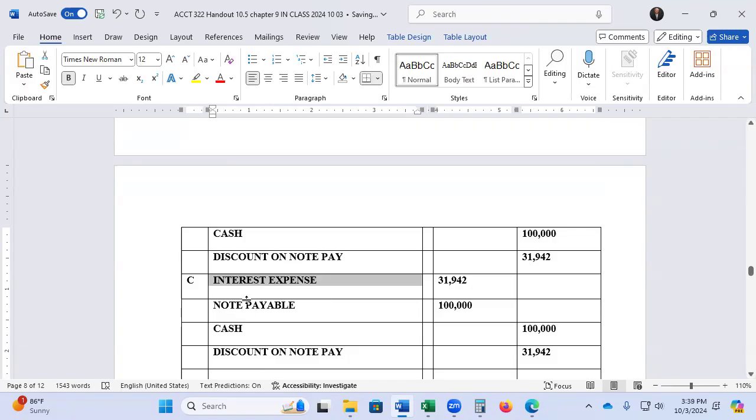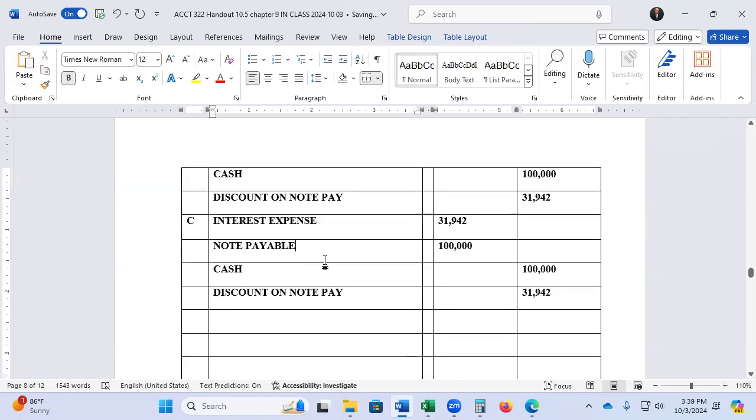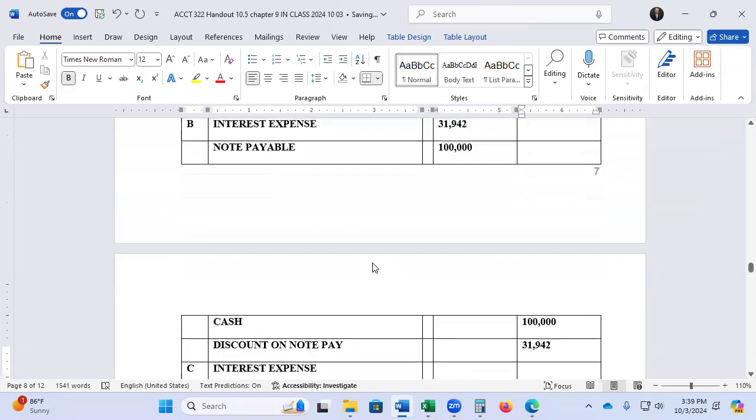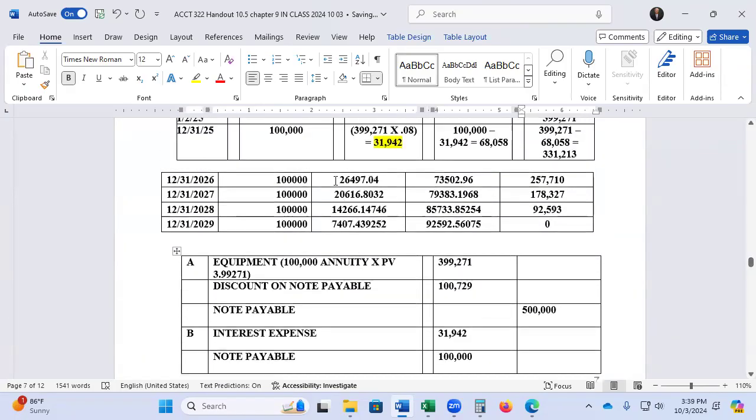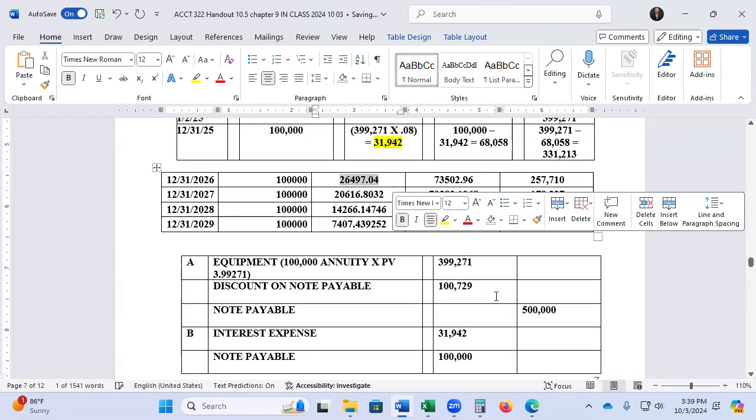Now the entry for part C is going to be similar. So I'll give you a minute to draw in your heading there. The amounts are not going to be the same, but you know what they are. All we have to do is fill in the interest expense and the discount, which we've already calculated. I'm just going to go 26,497 there.